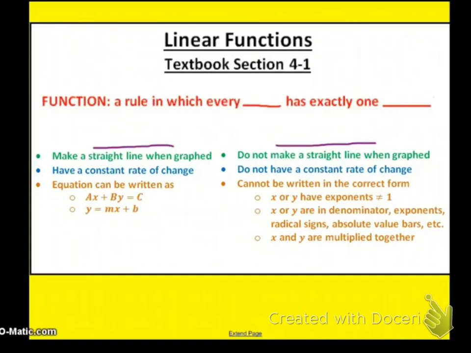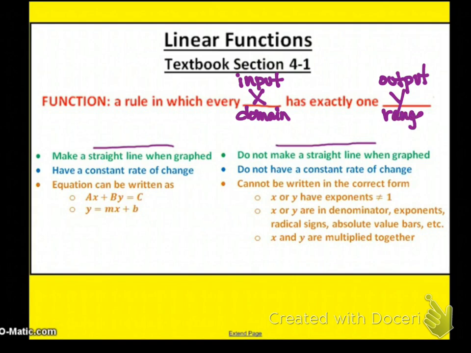Today we're going to talk about linear functions. So let's remind ourselves what a function is. A function is a rule in which every x has only one y value. We can also say that for every input, there can be only one output, or that for every domain, there is only one range.